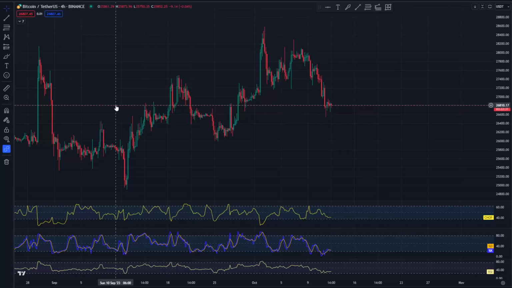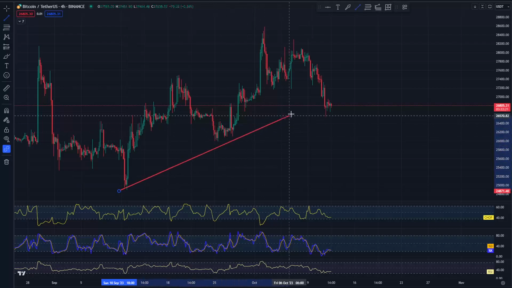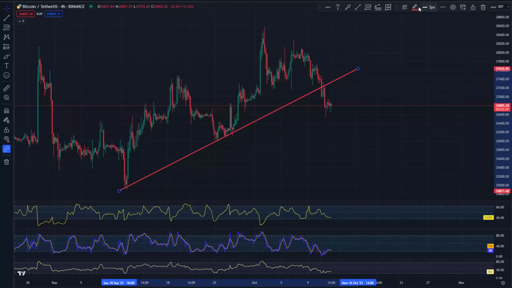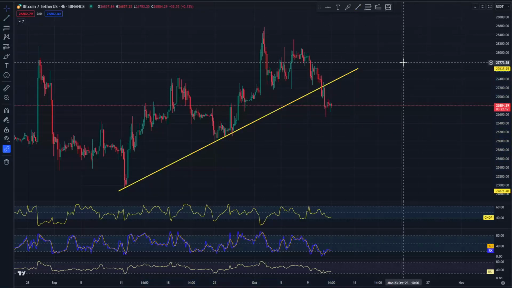Let's start by checking the current situation on the BTC to USDT pair, taking into account the 4-hour interval. First, we will use the yellow line to mark the upward trend lines from which the price has currently broken down.